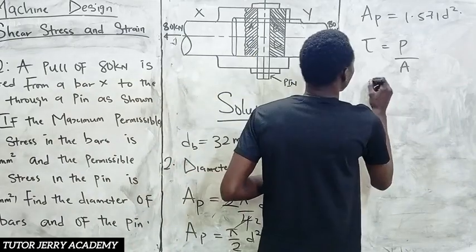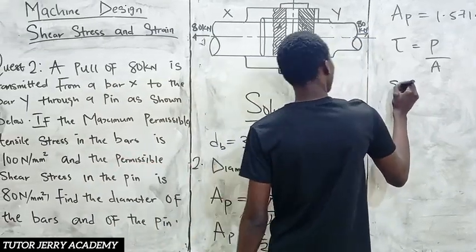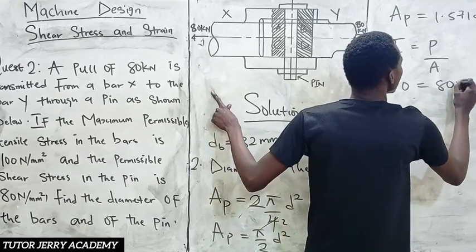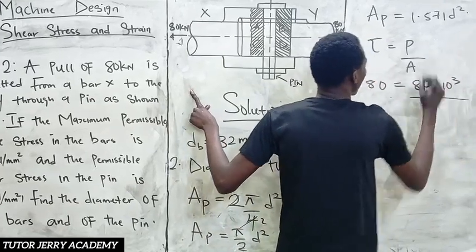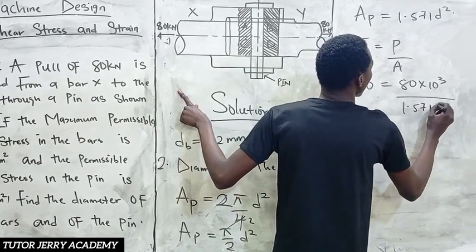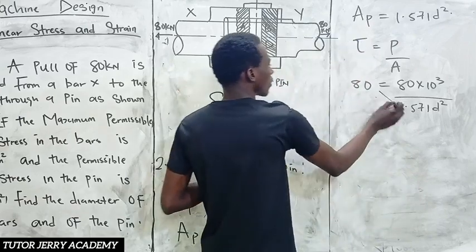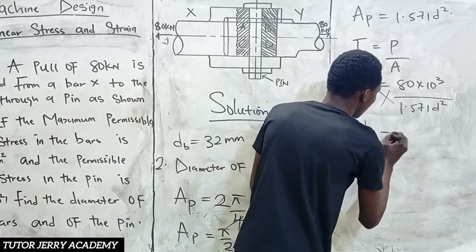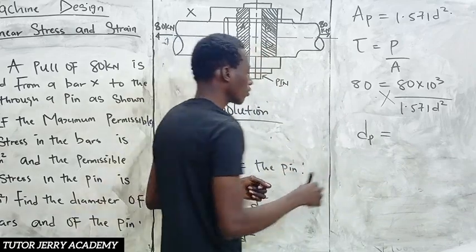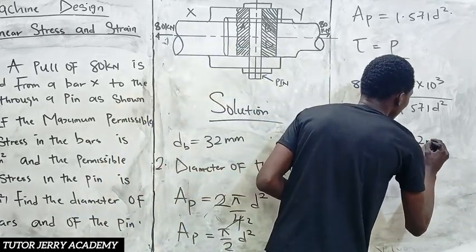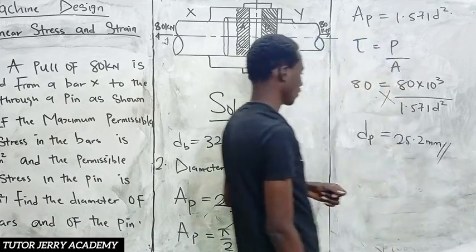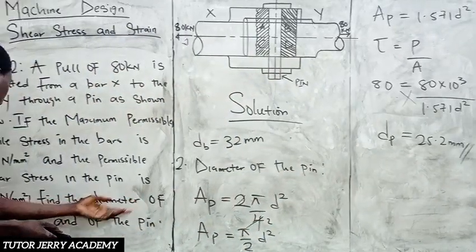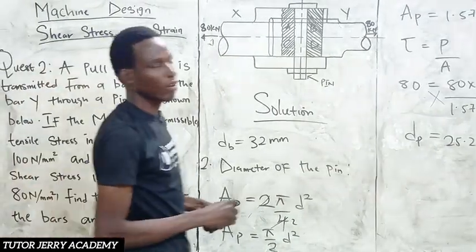So this will be 80 equal to 80 kilonewton, which is 80 times 10 to the power of 3 all over our area, which is 1.571 d square. So of course you can just cross multiply and then you have your d subscript p, that is the diameter of the pin, to be equal to 25.2 millimeter. I think that is all for this question. So we have calculated the diameter of the bar and the diameter of the pin.